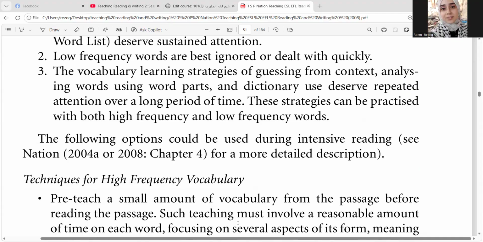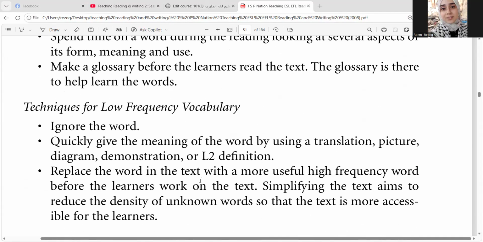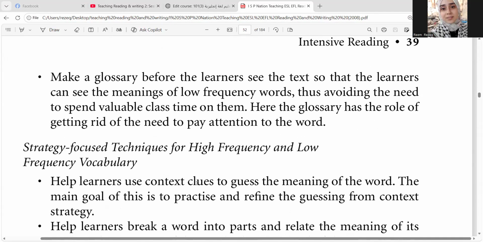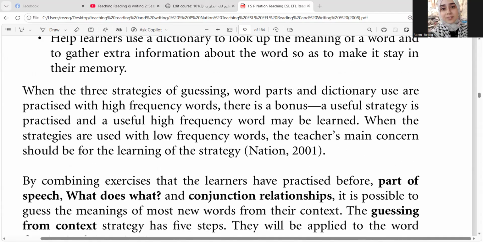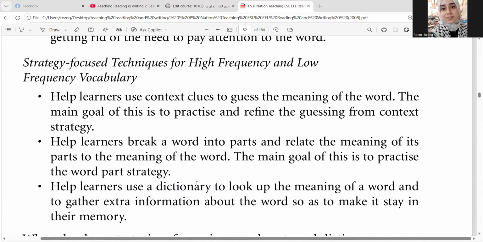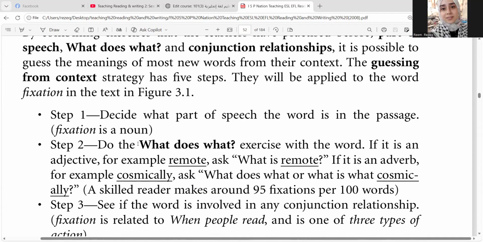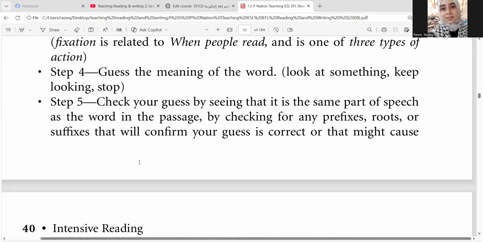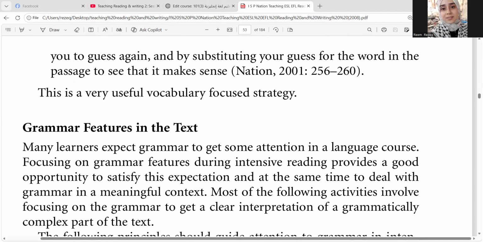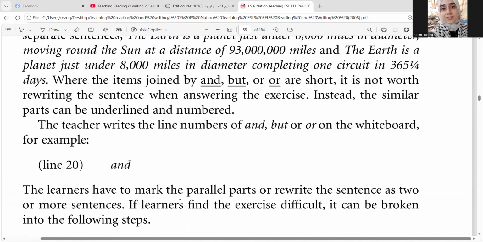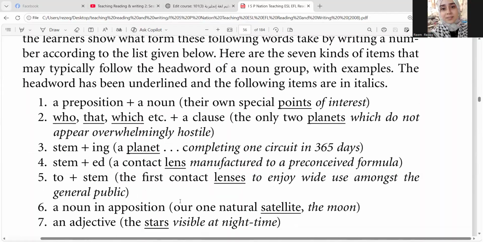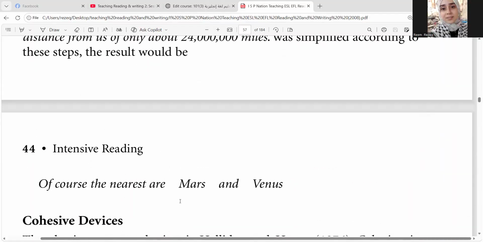Thank you so much for attending the class. Inshallah, see you next time, focusing more on vocabulary and the use of high and low frequency words, and how we may use some strategies including this, and then move into the grammar features of the text. So these are the most important points that we are going to discuss, inshallah, next.